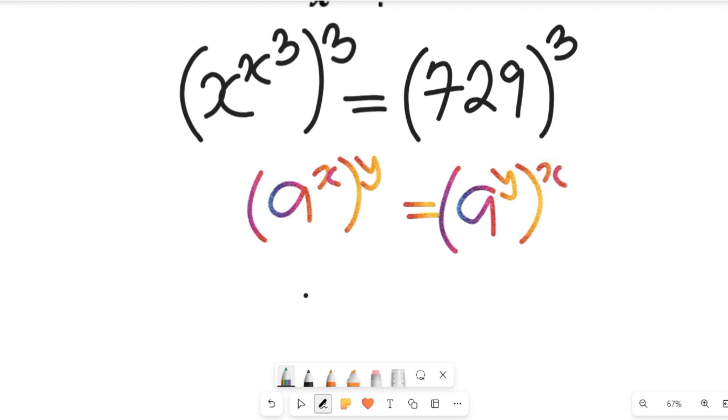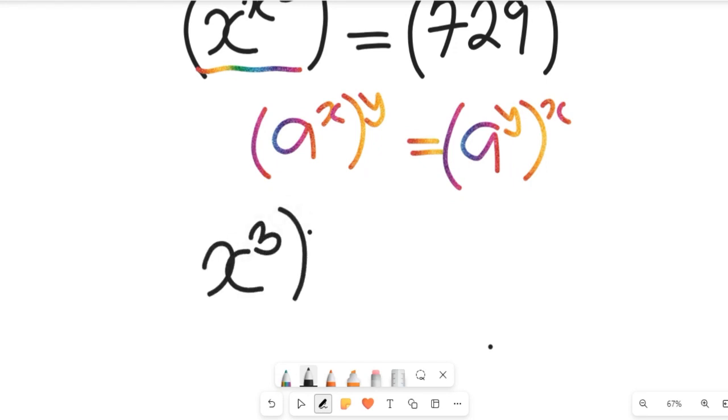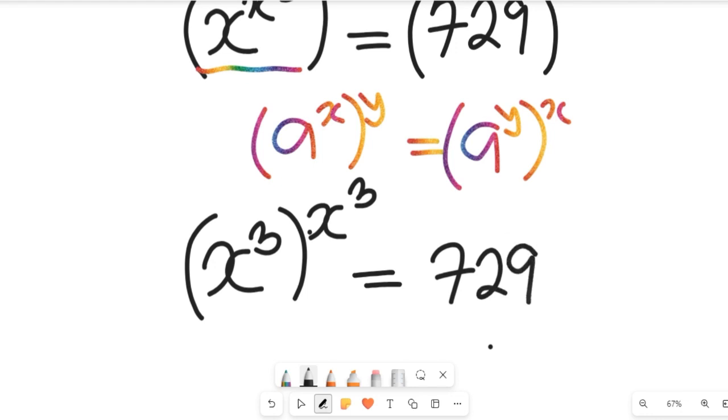If we apply this expression over here, that will give us x to the power of 3. The power 3 will come inside, while we'll have the x to the power of 3 going out. And this will be equal to 729 to the power of 3.